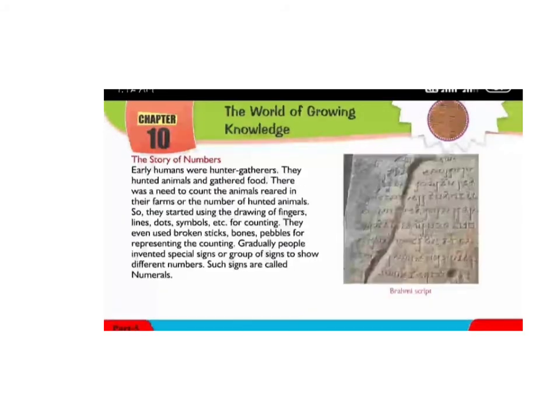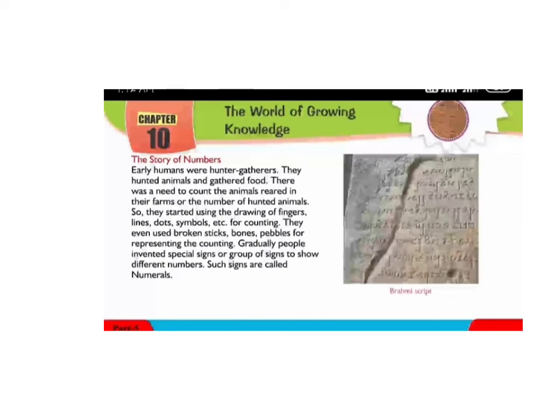Now we will see the story of numbers. First we saw the story of writing, how writing has evolved from time to time. Now comes the turn of the story of numbers. Early humans were hunter-gatherers. They hunted animals and gathered food. They killed the animals for food and for clothes, because their skin was used for making clothes and their flesh was used for food.